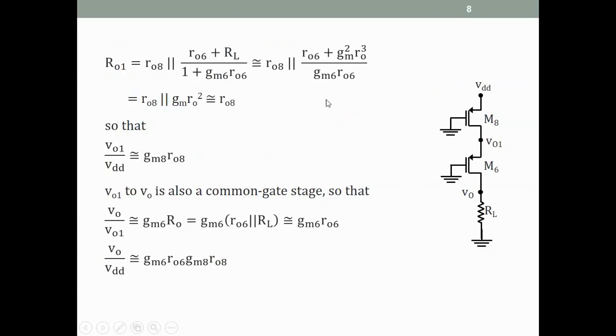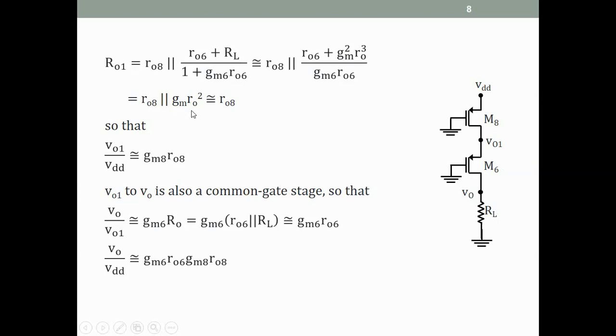I'm just going to write it. Alright, so Rho1 is Rho8 in parallel with Rho6 plus RL divided by 1 plus Gm6 Rho6. Now RL is Gm squared Rho cubed, so we can ignore the Rho6 in comparison to this. This divided by this is Gm Rho squared. So we say this whole thing is Rho8 parallel Gm Rho squared.